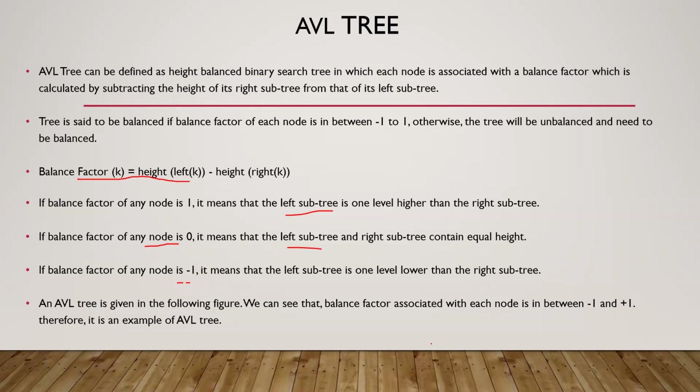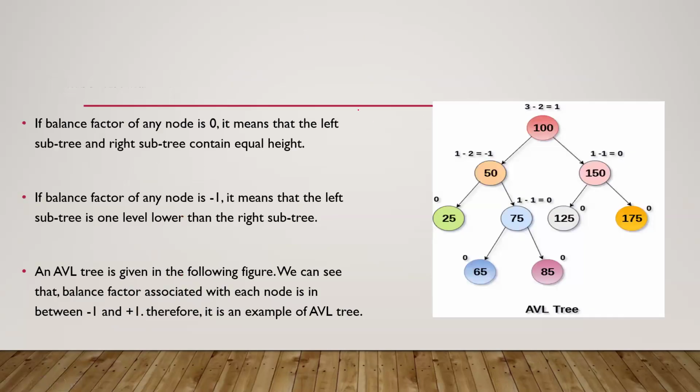Next one, just see this diagram. It's a very important diagram. First of all, see this number 100. Here 50 is the lesser number, and here 150 is the greater number. Here 50 has 25 as lesser and 75 as greater. And 75 has 65 as lesser and 85 as greater. So what is the meaning actually? That is a binary search tree model.